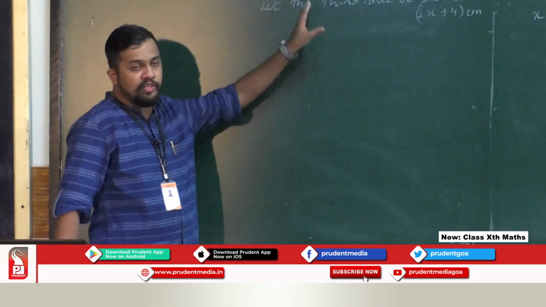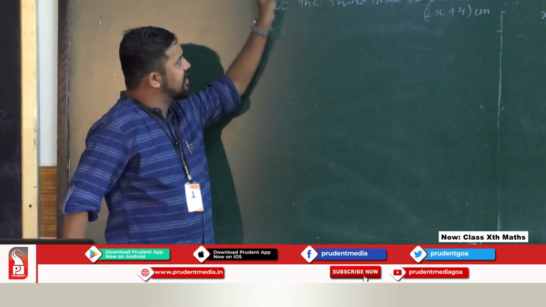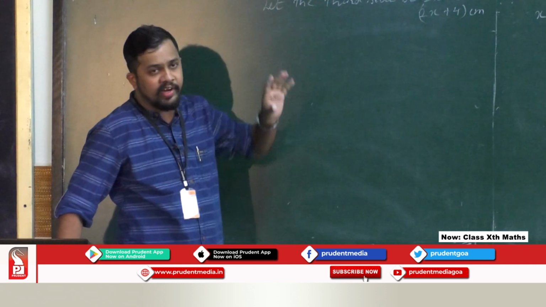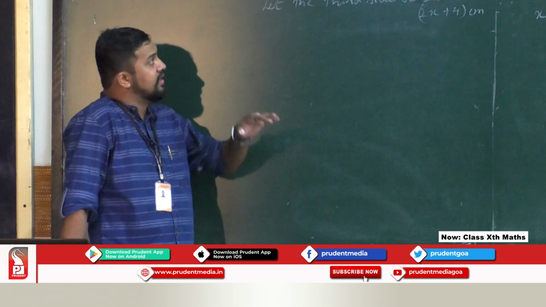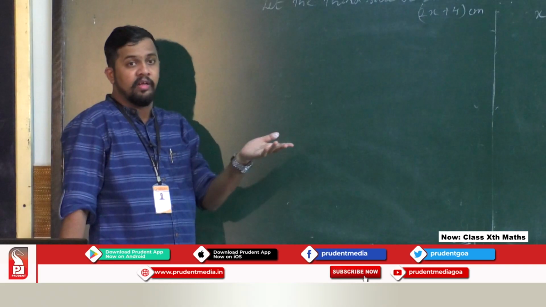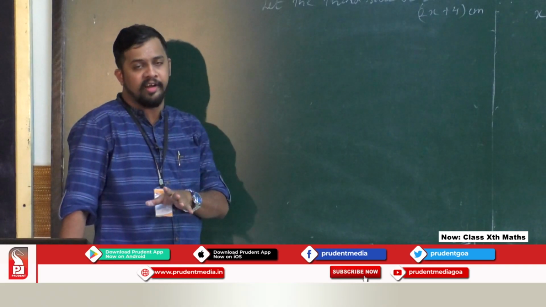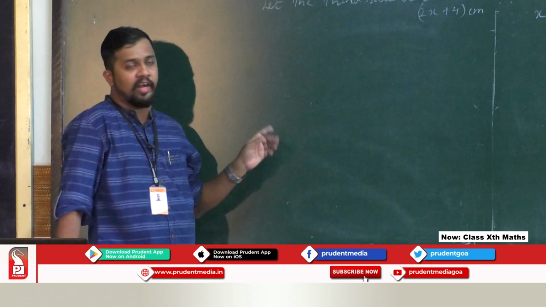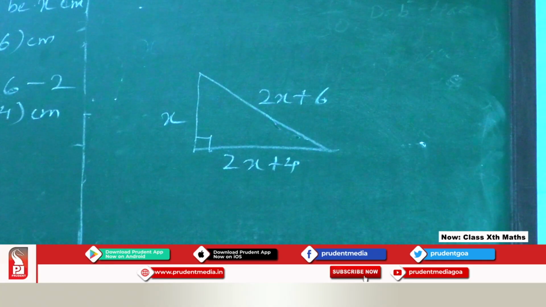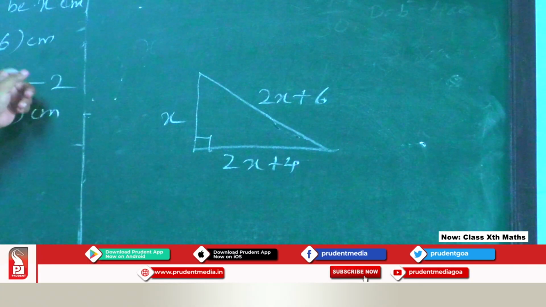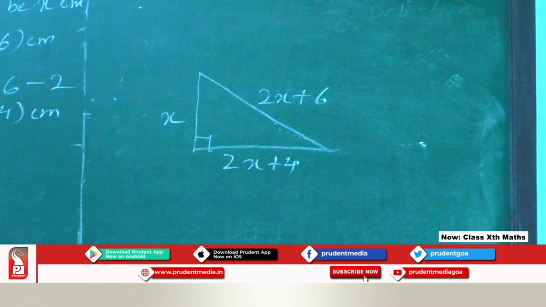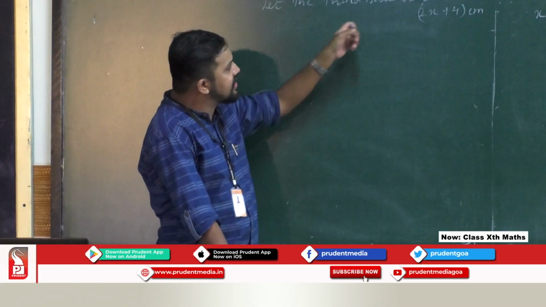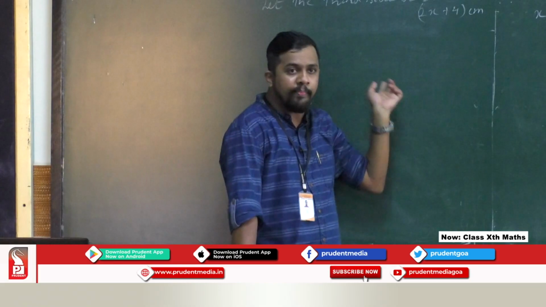Let me just, because this is very highly confusing. So what he is saying is, first, the hypotenuse of a right triangle is 6 centimeter more than twice the shortest side. So he is saying something regarding the shortest side. That means we don't know what the shortest side is. So let the length of the shortest side be x centimeter. The hypotenuse is twice the shortest side, twice means 2x, plus 6 centimeter more. So plus 6. Next it is saying the third side is 2 centimeter less than the hypotenuse.